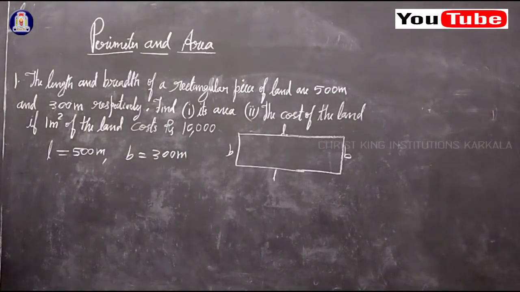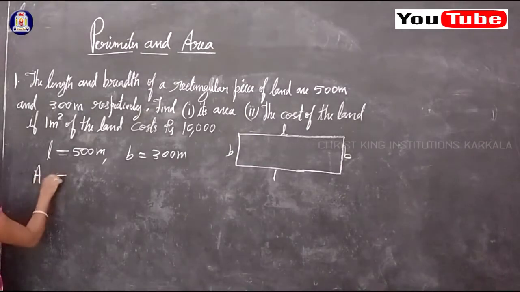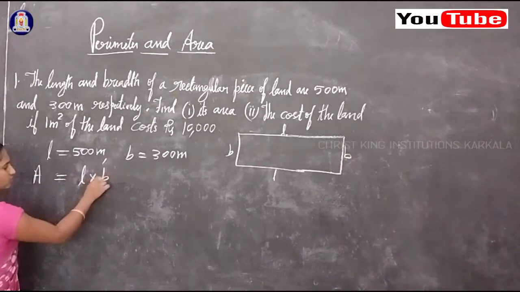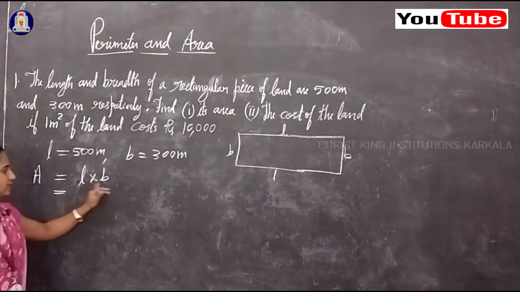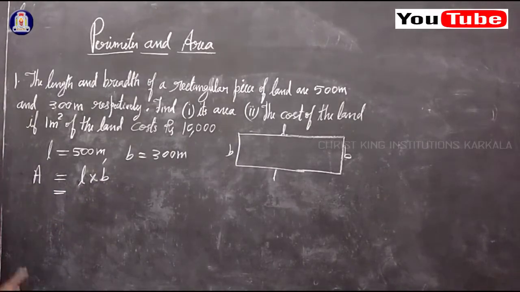So we know the formula. So that is area of rectangle is equal to length into breadth. Is it correct? Area of rectangle is length into breadth. So this is the first question.